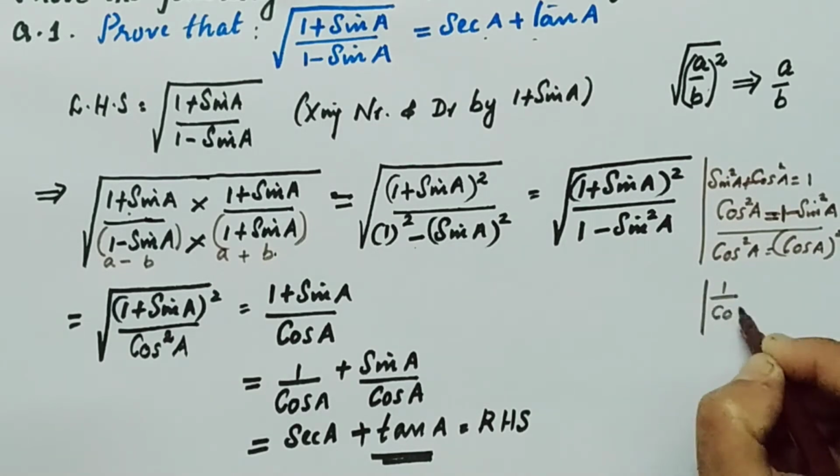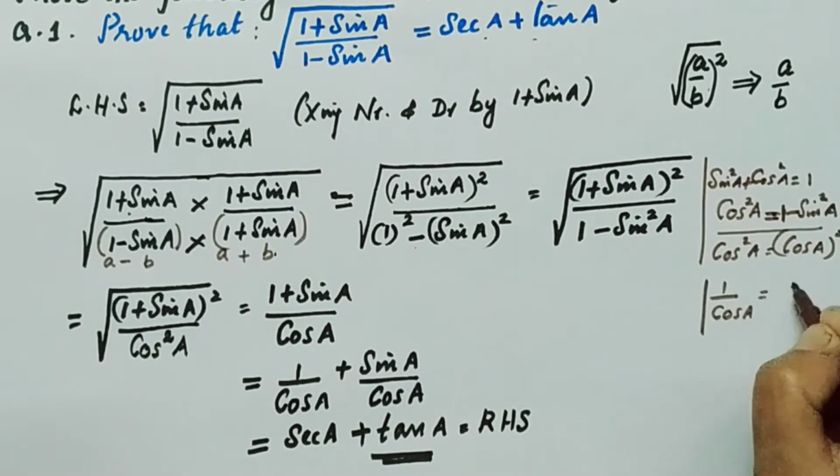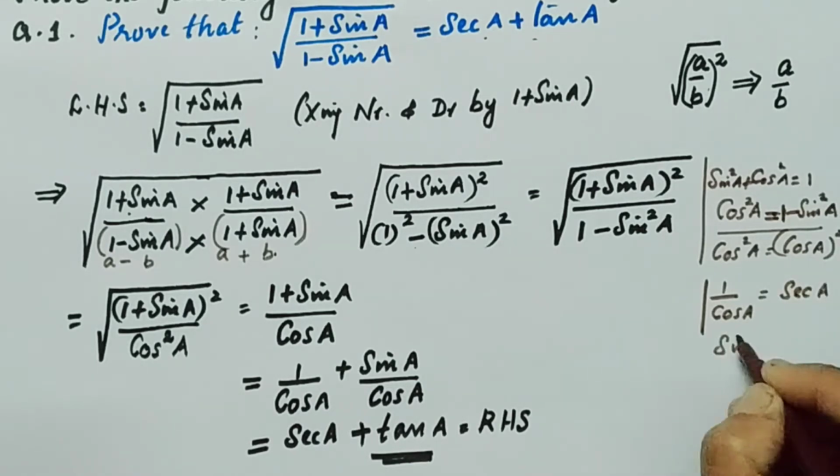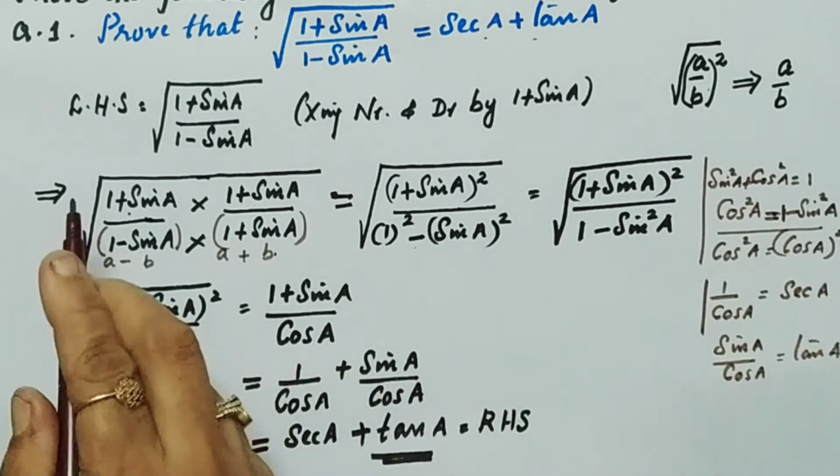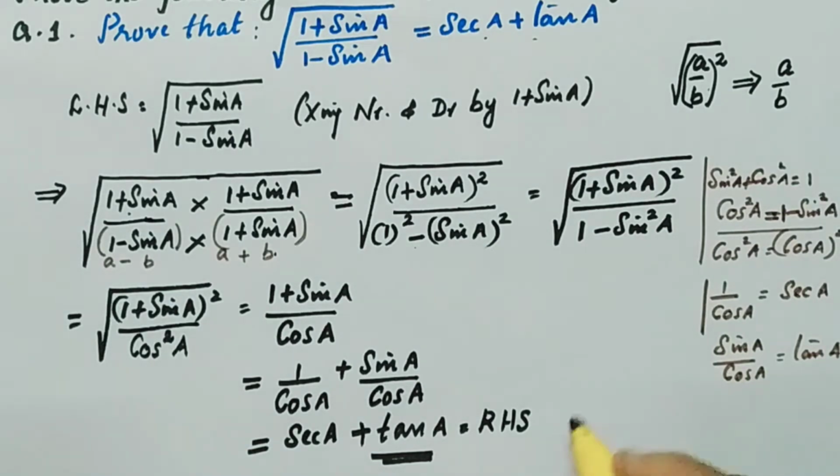1 by cos A is actually the reciprocal of cos A. Reciprocal of cos A is sec A. And also one more formula you need to apply here: sin A by cos A is tan A. Thus, taking the LHS, you can arrive at the RHS. Hence proved.